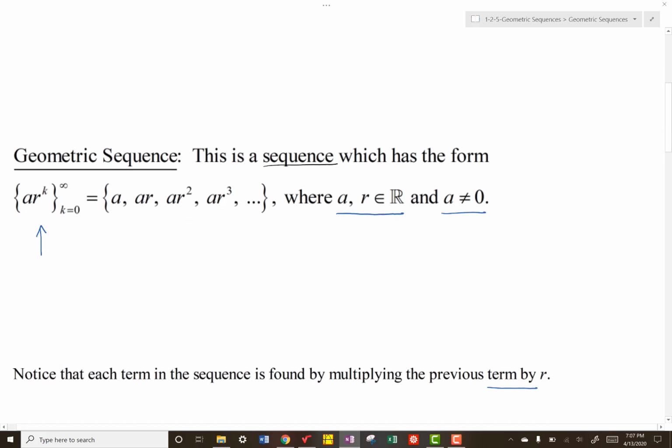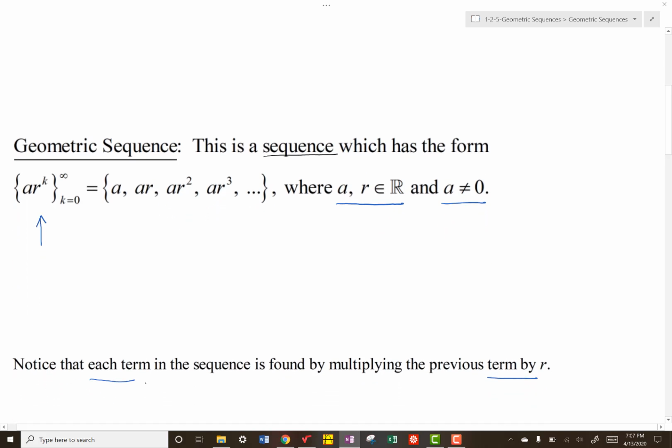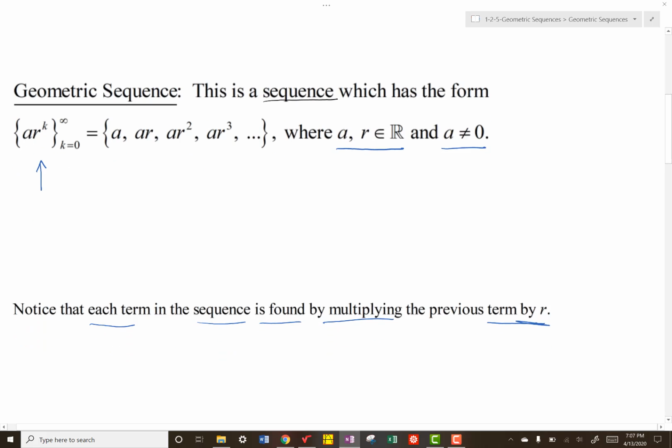Notice also that each term in the sequence is found by multiplying the previous term by r, right? So if I take the first term a and I multiply by r, I get the second term ar. If I take the second term ar and I multiply it by r, I get ar squared, and so on and so on. Might remind you of another function you've seen before.